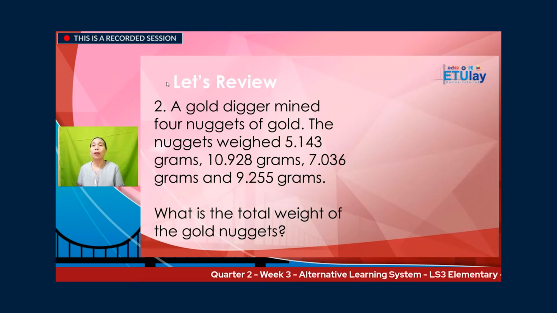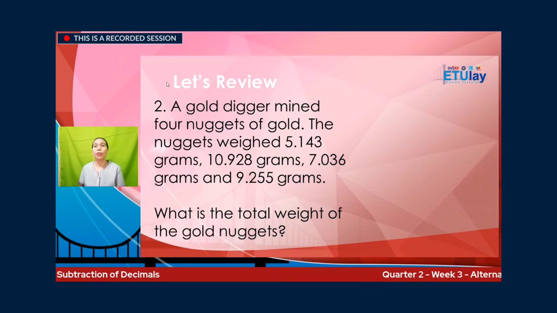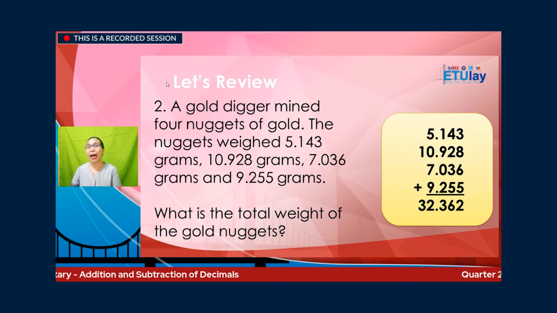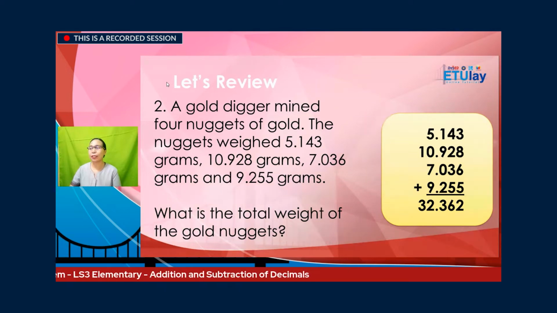The nuggets weighed 5.143 grams, 10.928 grams, 7.036 grams, and 9.255 grams. What is the total weight of the gold nuggets? To find the total weight of the gold nuggets, we are to add 5.143 plus 10.928 plus 7.036 plus 9.255. First, we are to add 3 plus 8 plus 6 plus 5. We got 22. Bring down 2, carry 2.